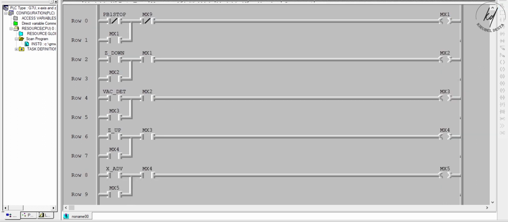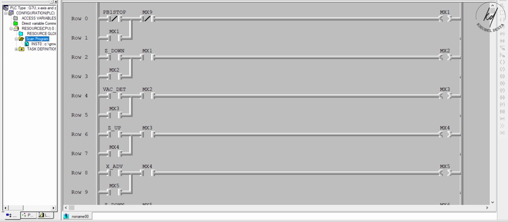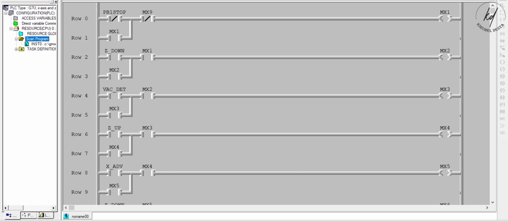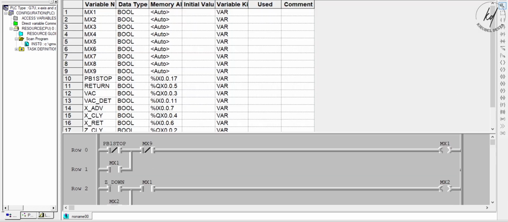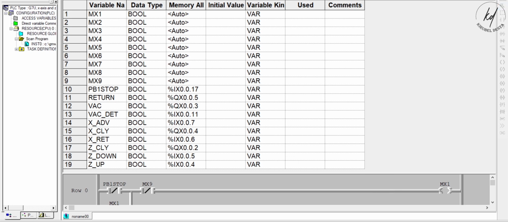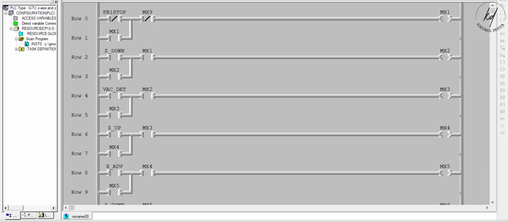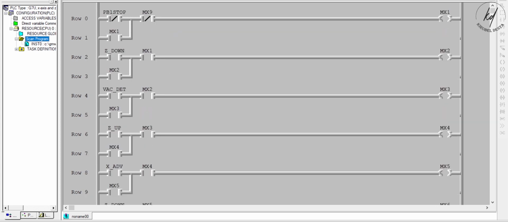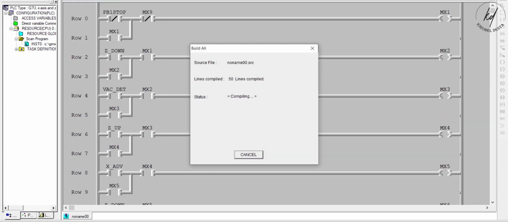As we see from the ladder diagram, the Z-axis is still not extended downward or upward and the X-axis cylinder is in the advanced state. So as any object is placed near the sensor, the one whose address is represented in row 22 by vac_det, this results in the X-axis cylinder returning back, and now it becomes ready to pick and place the object from the conveyor to the storage in its prepared place.